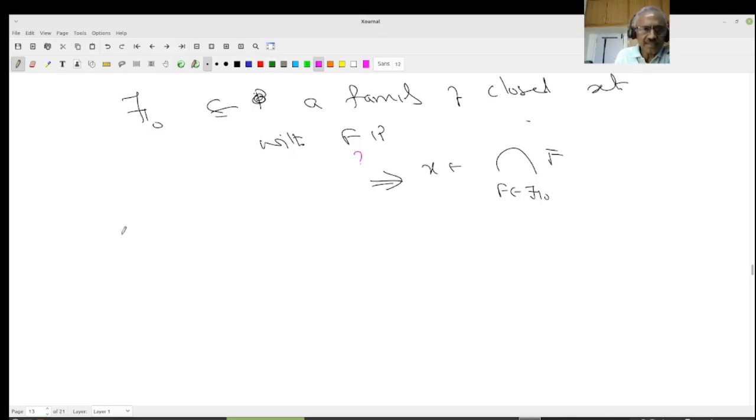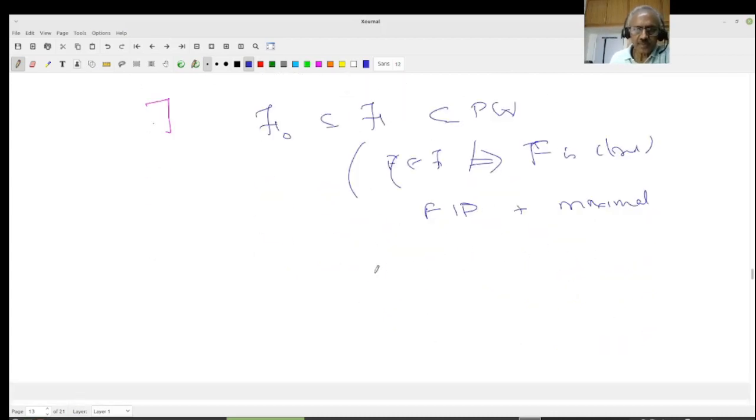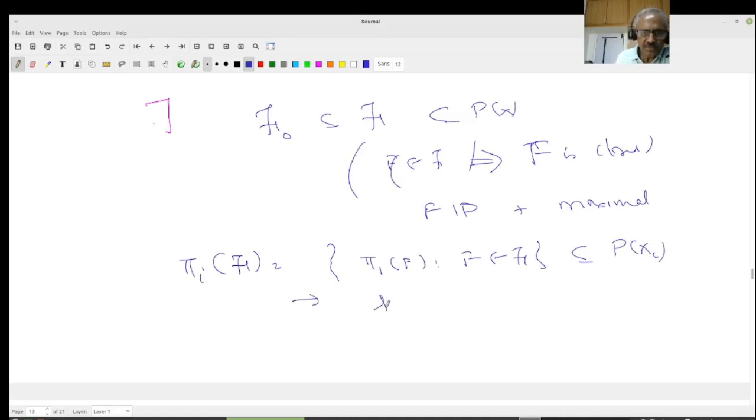The basic idea is this: by the set theoretic lemma we know that this F naught is contained in script F, a subset of the power set of X. If F belongs to this, it does not imply F is closed. It is only some class of subsets, but this script F has FIP and it's maximal. Now let us look at pi i of script F. This is a family of subsets of Xi. It's very easy to see this has FIP.